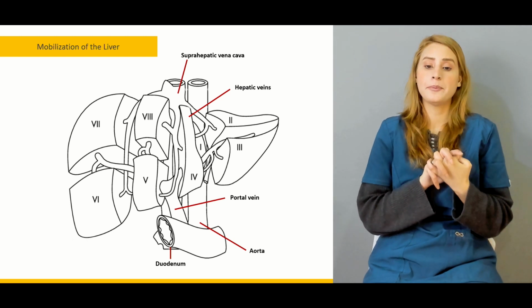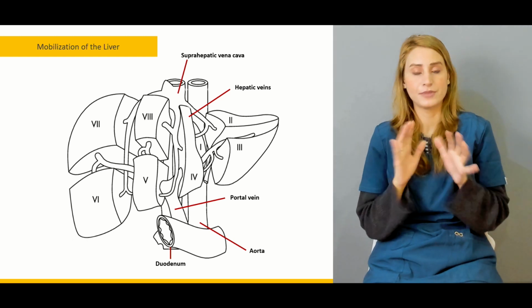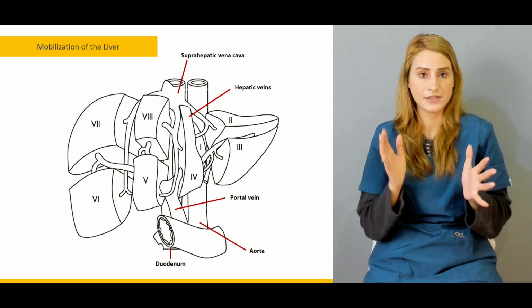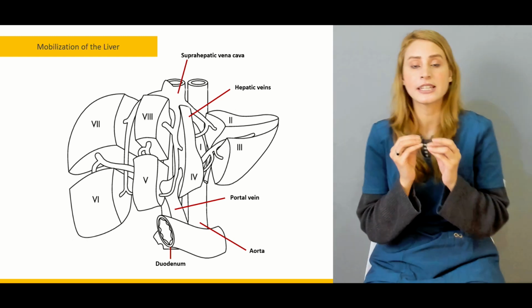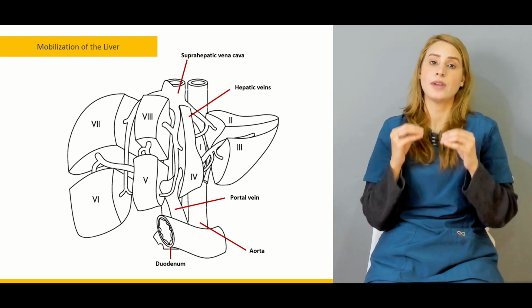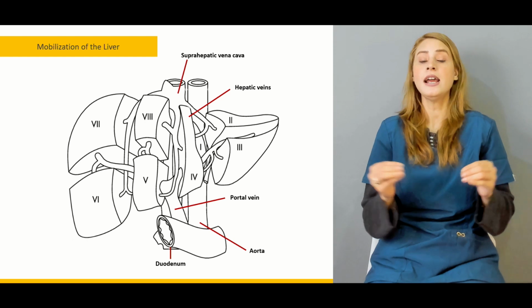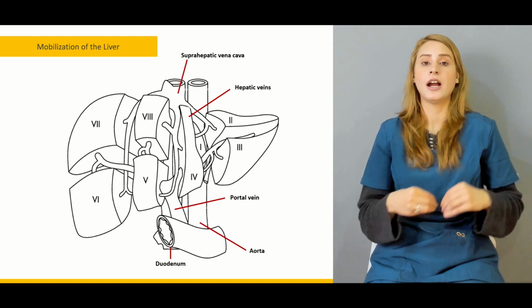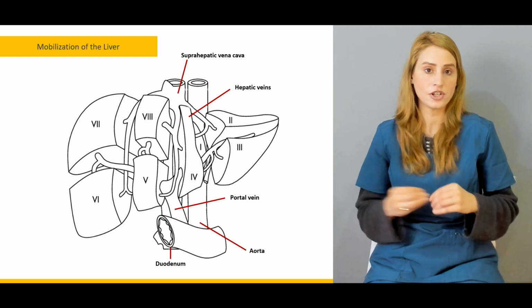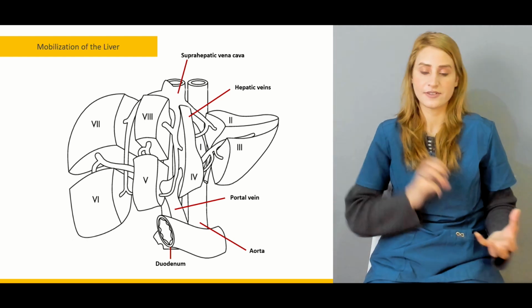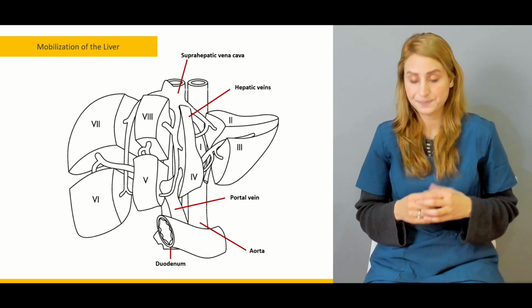So why is this important? You don't have to go into much detail, but you need to keep in mind that you have to mobilize the liver. For the mobilization, divide the falciform ligament, divide the right triangular ligament, divide the left triangular ligament, and open the lesser sac and get into the hilum of the liver.